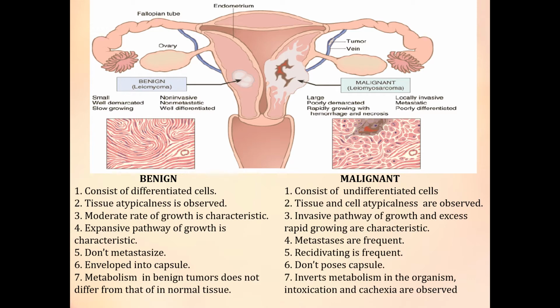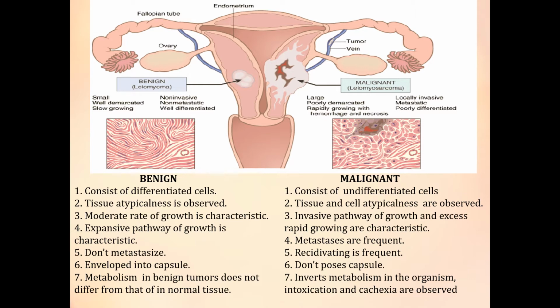Malignant tumors consist of the cell in the low differentiation or undifferentiated cells, where the benign tumors consist of well differentiated cells. Malignant tumors have really all types of the atypicalness, biochemical, cellular, tissue atypicalness. They are characterized by invasion, rapid growth. They grow into the surrounding tissue, and due to lack of the capsule, they don't have clear boundaries. They give metastases and relapses. Their metabolism is perverted, it leads to the intoxication of organisms, it leads to the cachexia of the body.